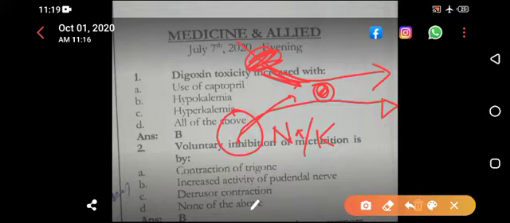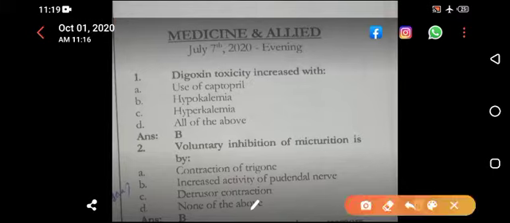Hyperkalemia decreases digoxin toxicity, but digoxin toxicity causes hyperkalemia. How? Because if there is more digoxin binding to this channel, then there is less space, fewer receptors available for potassium, so potassium cannot enter into the cell, so there will be hyperkalemia. So coming back to the question, digoxin toxicity increases with hypokalemia. The answer is hypokalemia.